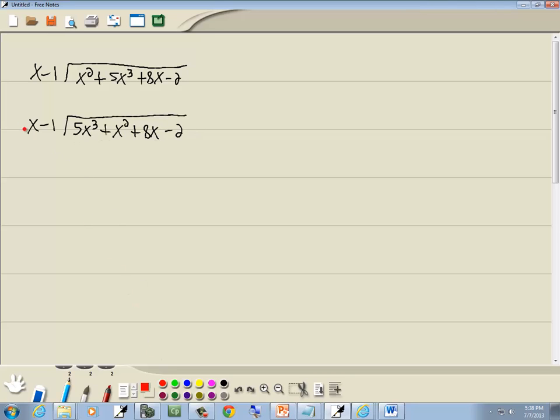Well, now we start through our division. We look at the first term of each, decide what to put up on top. You ask yourself what times x gives you 5x to the third, and that's 5x squared. Whatever you put up on top, you multiply by what's out in front. So I'll take 5x squared times x minus 1. 5x squared times x is 5x to the third. 5x squared times negative 1 is negative 5x squared. So we got 5x to the third minus 5x squared.